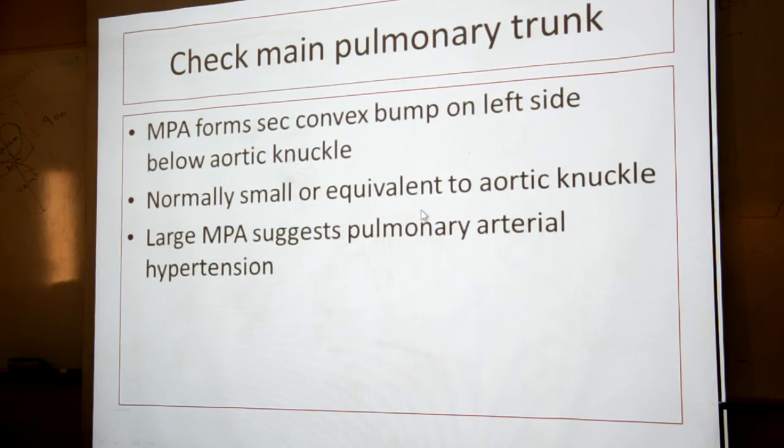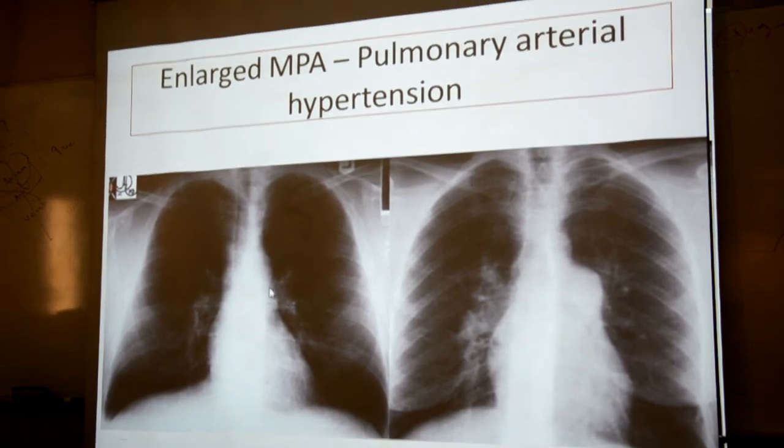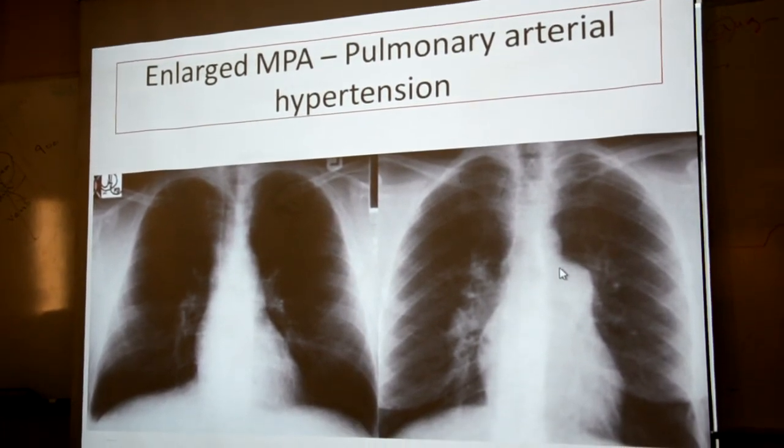Check the main pulmonary artery, which appears on the left side as a second bump, always smaller than the aortic knuckle. Okay. In this example, you see this is larger; this is the normal aortic knuckle, this is abnormal, distended. The main pulmonary trunk is distended due to increased flow or due to increased pressure because of pulmonary arterial hypertension. So, yes, you want to ask me this? No?